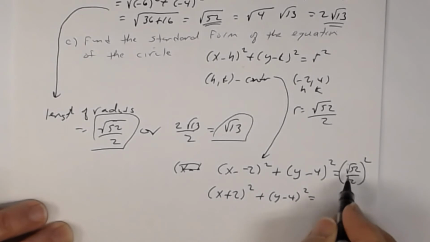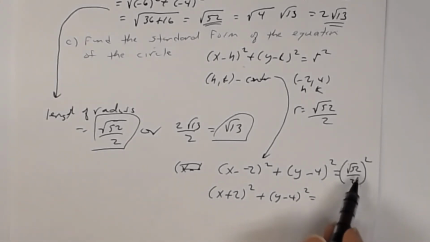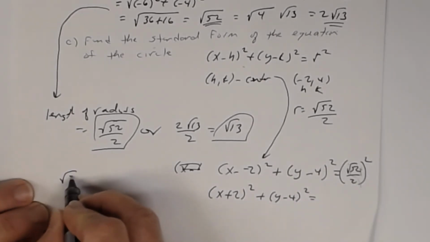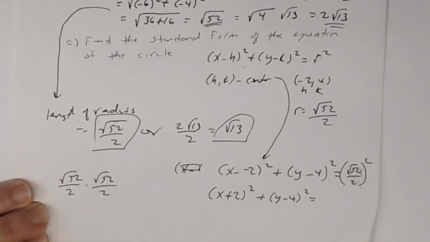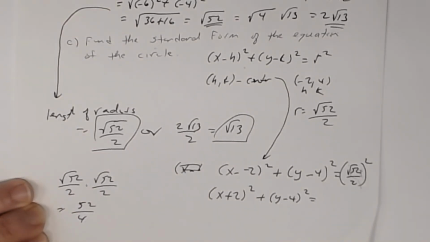All right, now let's talk about this. Don't leave it like this. You're not going to get full points. You're going to be very upset. So let's talk about what this is. So this right here means the square root of 52 divided by 2 times itself. Okay? Well, the denominator, 2 times 2 is 4. The numerator, the square root of 52 times the square root of 52 is 52.